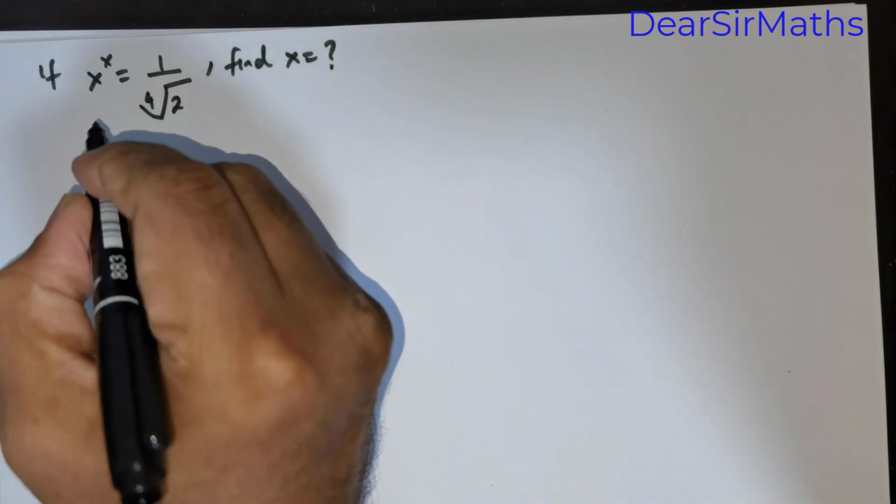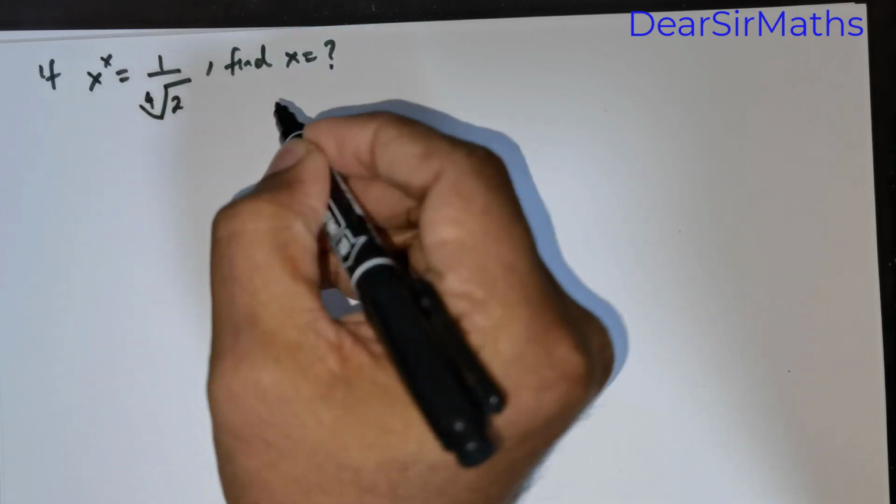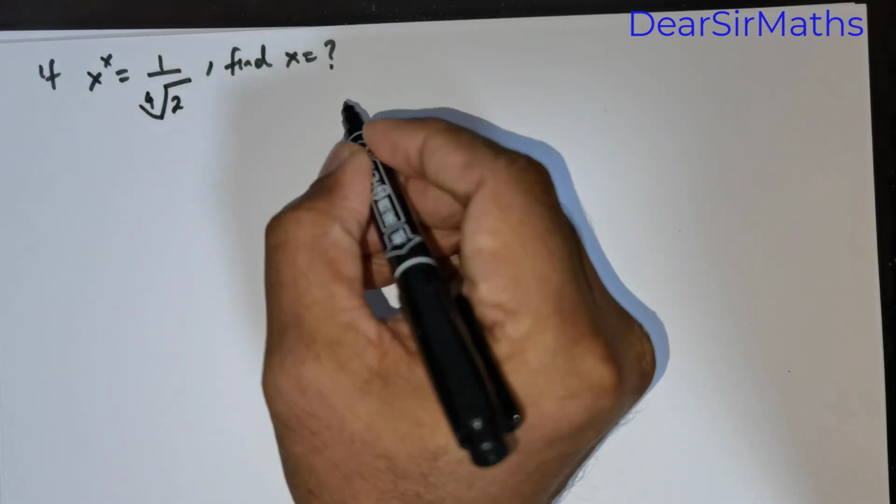Welcome students, we have been given this question. If x raised to the power of x is equal to 1 over 4th root of 2, we are expected to find the value of x.